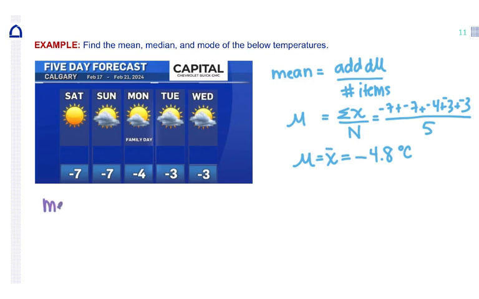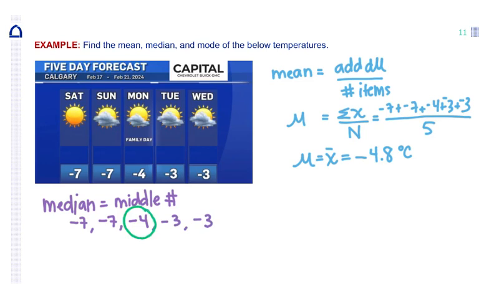Okay, let's look at the median. So the median, as you hopefully remember, is the middle number, also called the positional average, the middle position. So we line them up from smallest to biggest, and luckily enough for us, they are already lined up from smallest to biggest. That's not common, but we're fortunate. And the middle number out of 5 data points would be -4. Half of the data is less than -4, half of the data is more than -4.